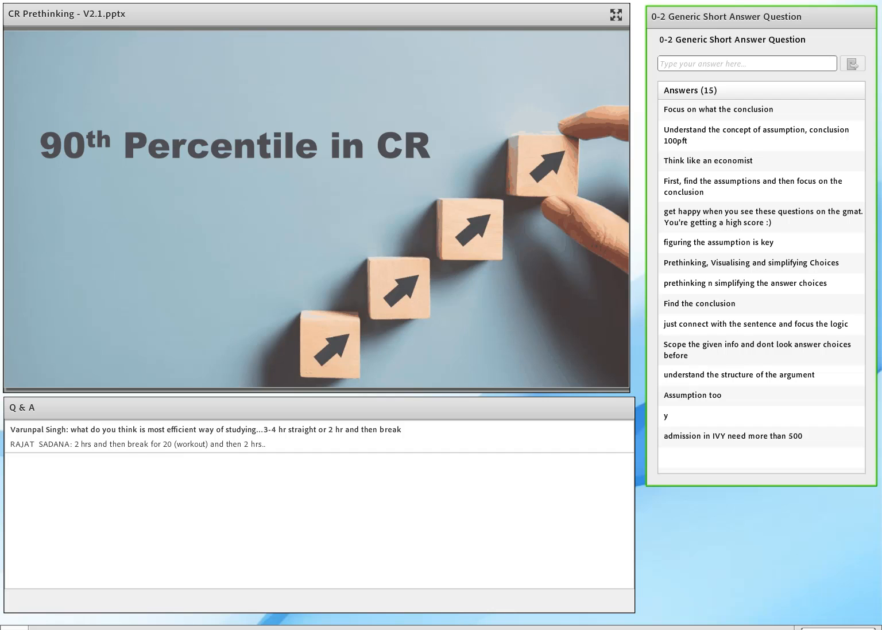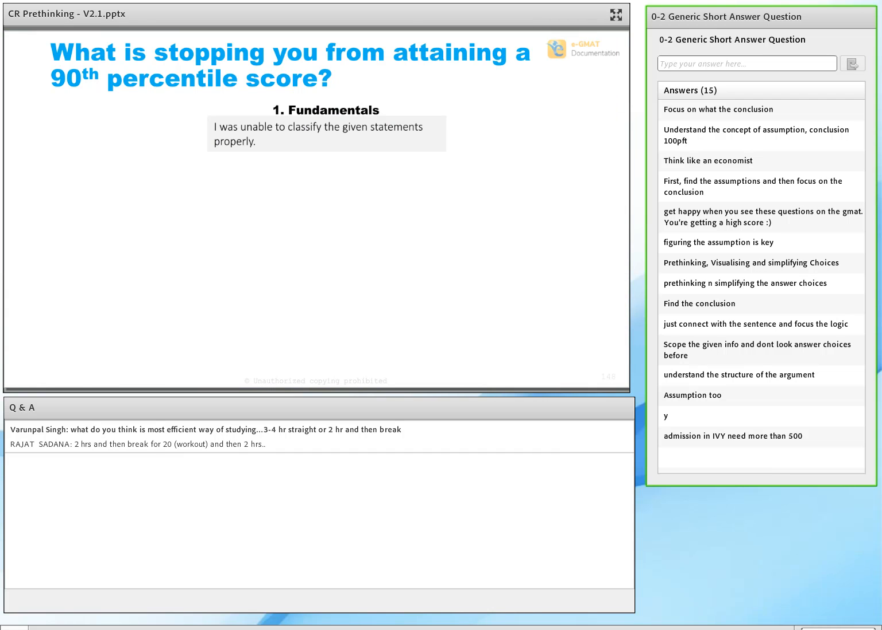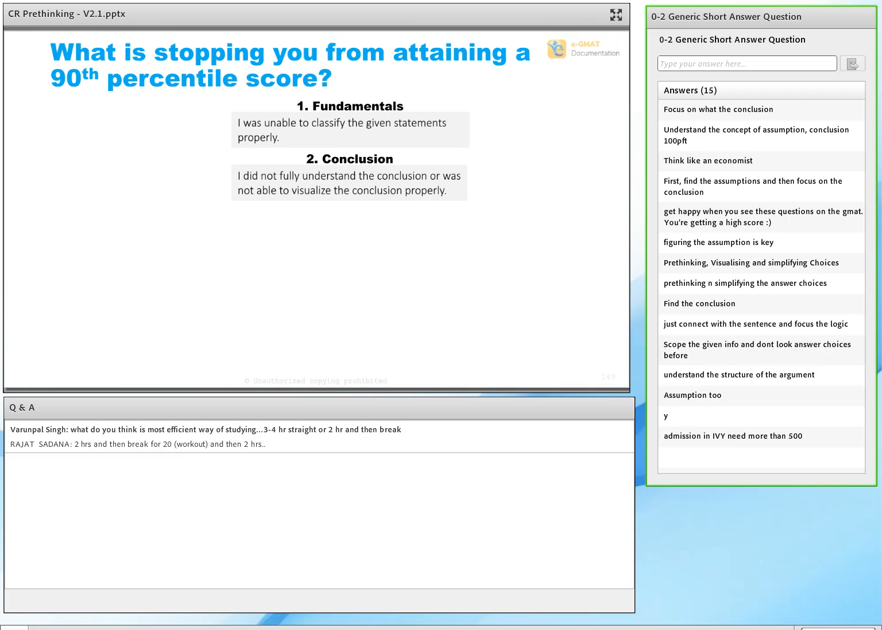So to achieve 90th percentile, make sure you learn how to classify statements. Make sure that you learn how to understand and visualize the conclusion. Why? Because if you don't know these, they are both reasons why you would make a mistake. Then figure out how to build that logical structure, which means you link the conclusion and figure out how the author is arriving at the conclusion. How is the author justifying that conclusion? You have to answer that question. If you can't answer that question, there's no point reading the argument itself.